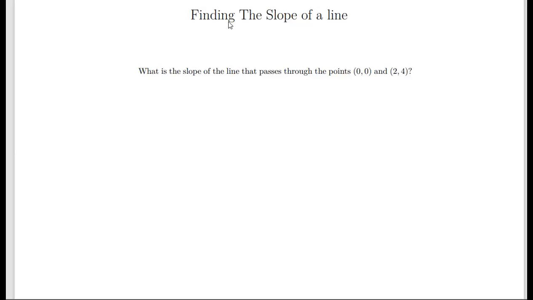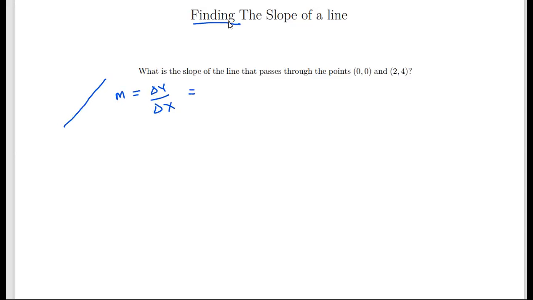So for the GED, you'll have to know how to find the slope of a line. And the slope of a line is just a measure of how steep the line is. And the formula for calculating the slope of a line is, we say m, which is the slope, is equal to change in y over the change in x.